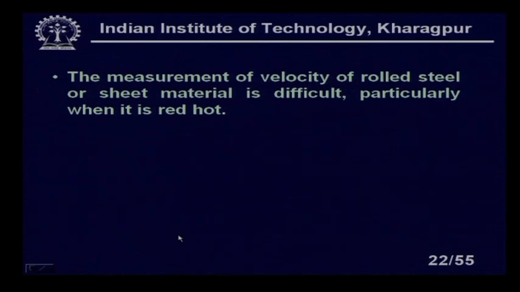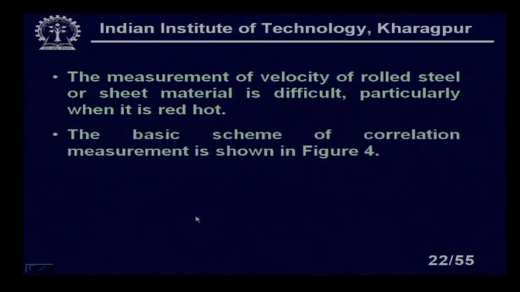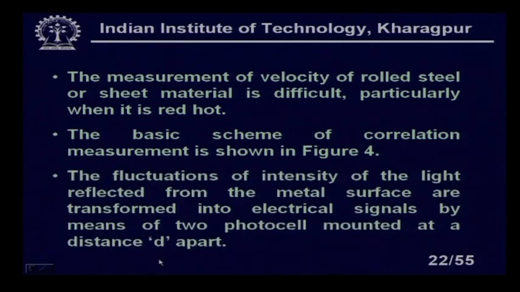The measurement of velocity of rolled steel or sheet material is difficult, particularly when it is red hot. The basic scheme of the correlation measurement is shown in figure 4, which I have already shown. The fluctuations of intensity of the light reflected from the metal surface are transformed into electrical signals by means of two photocells mounted at a distance d apart.